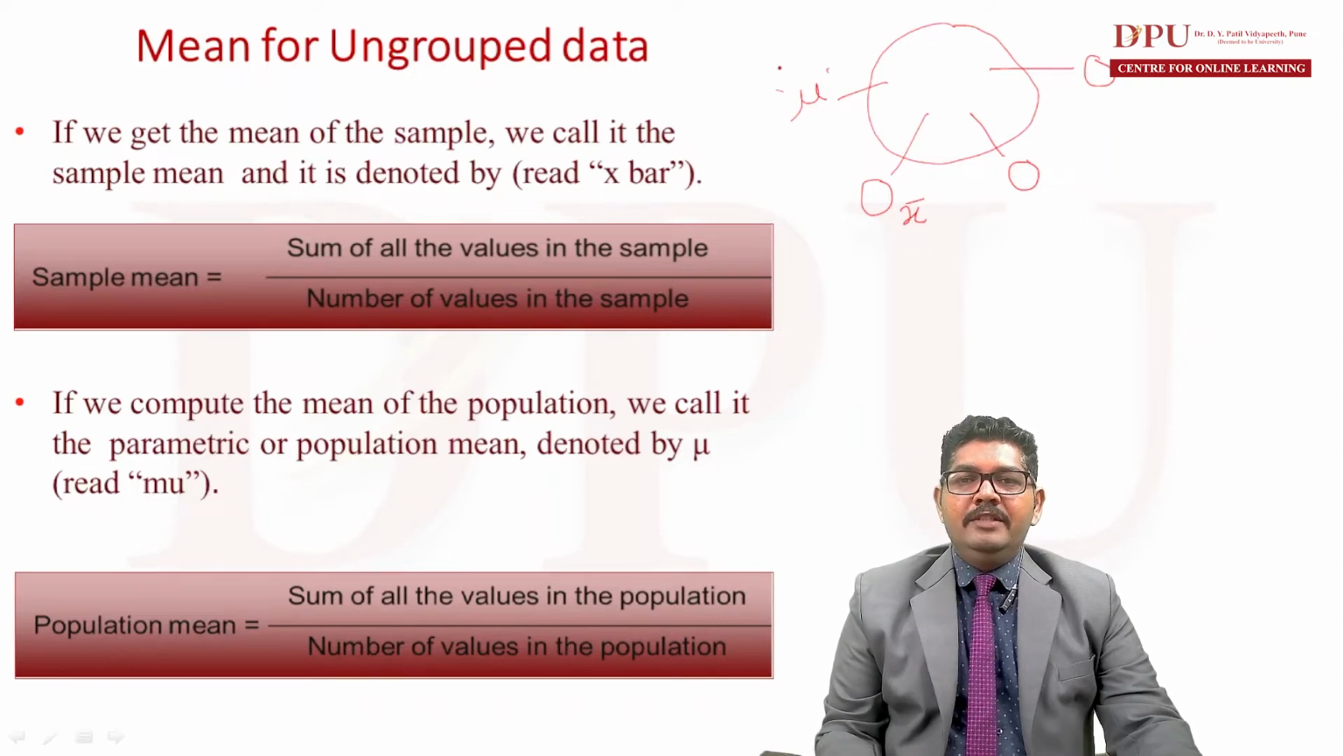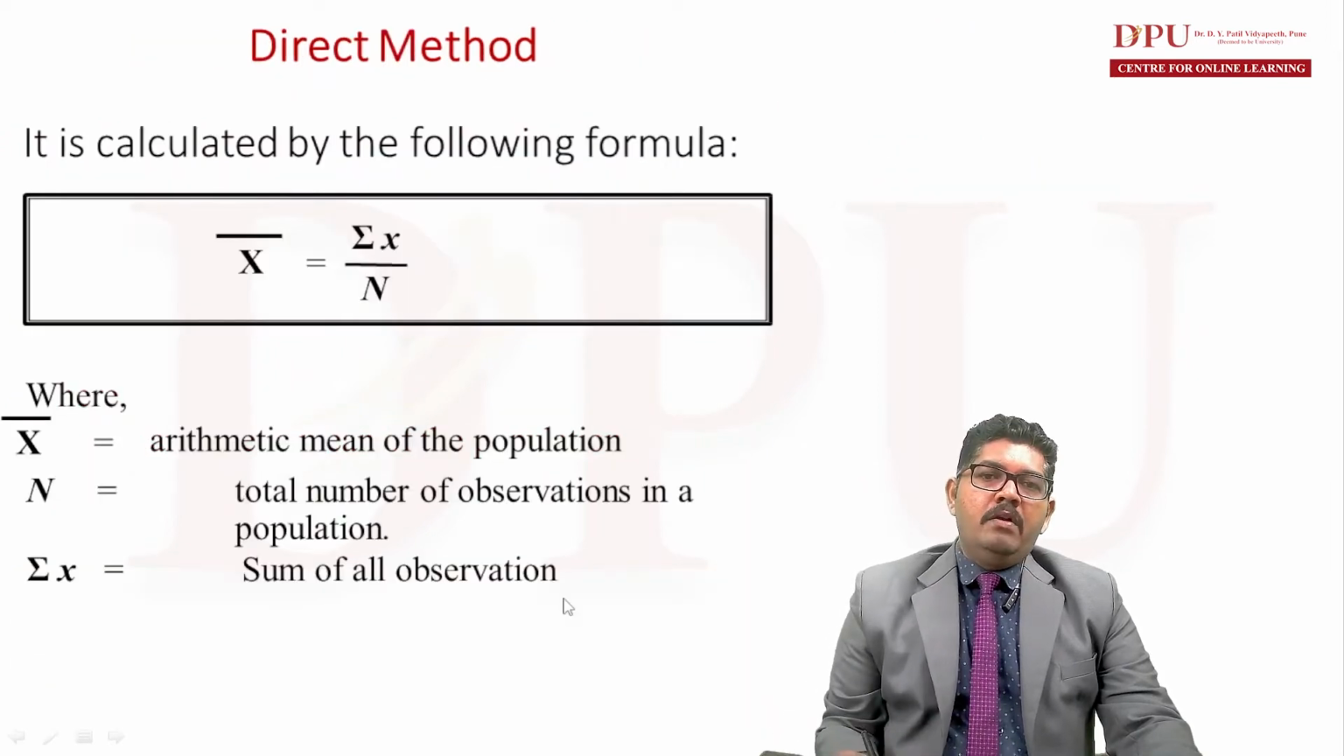So this is the parameter and this is the statistic denoted by mu. The formula stays the same for population mean as well as sample mean. Sample mean is equal to the sum of all the values in the sample divided by the number of values in the sample, and population mean is equal to the sum of all the values in the population divided by the number of values in the population. Direct method.